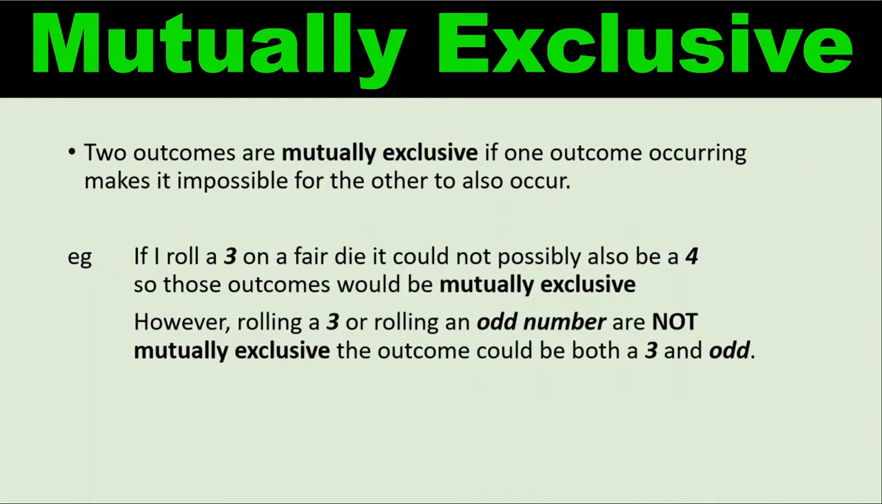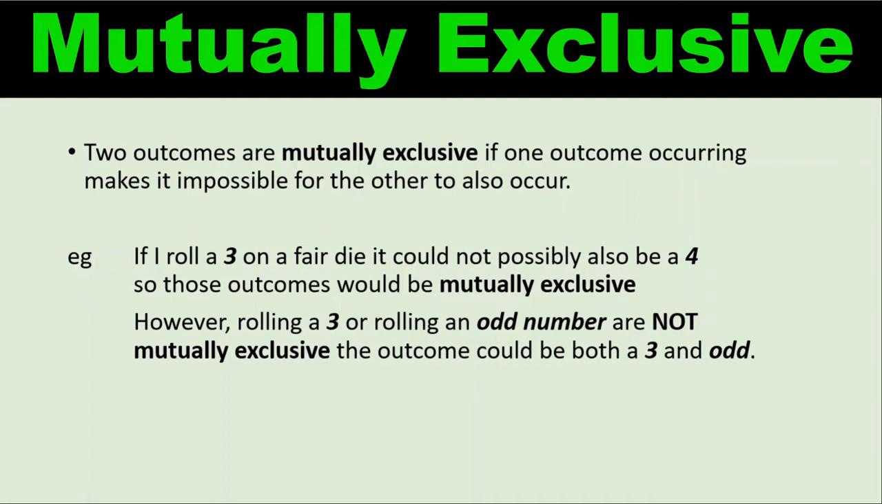However, the outcomes of rolling a 3 or the outcome of rolling an odd number are not mutually exclusive because the outcome could be a 3 and an odd number at the same time. So rolling a 3 and rolling an odd number are not mutually exclusive events. Because if I were to say, what's the probability that I roll an odd number or a 3? Well, I've already included the probability of rolling a 3 in the probability of rolling an odd number. So keep this in mind when we start talking about the OR rule.